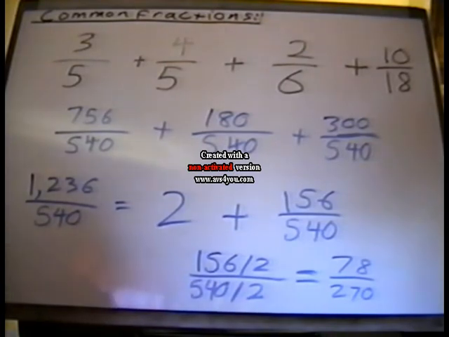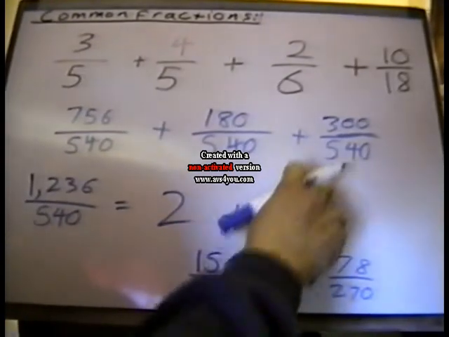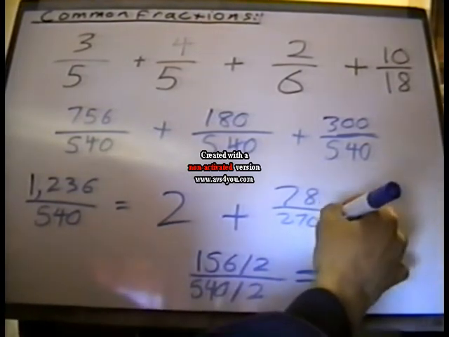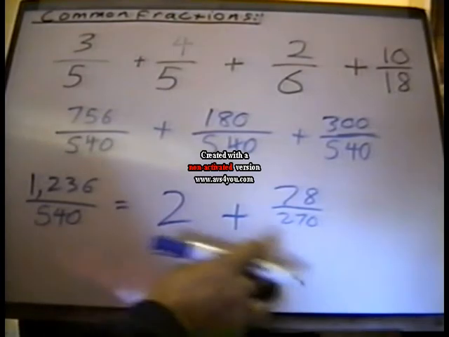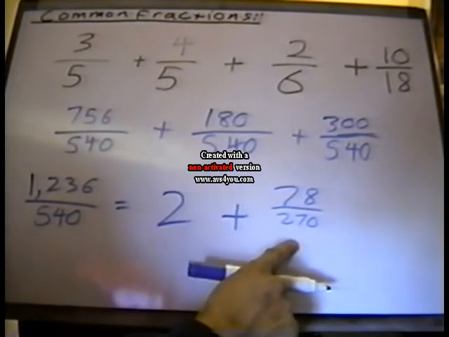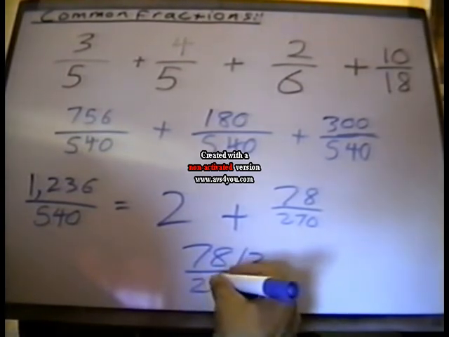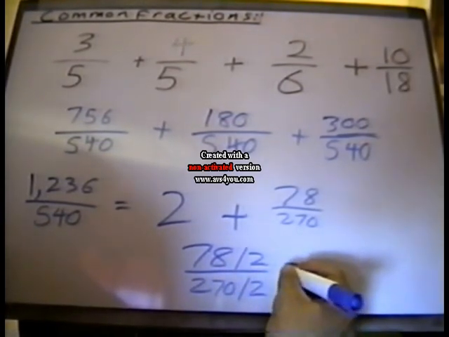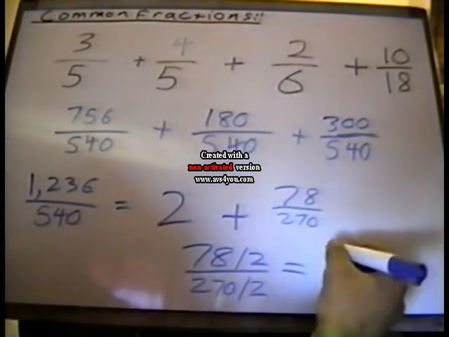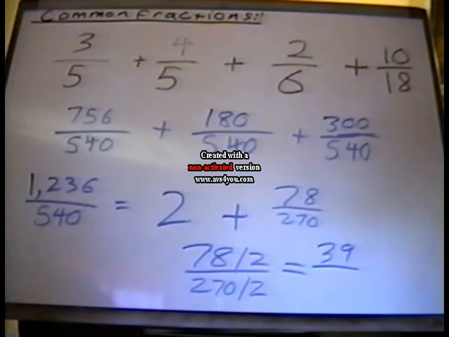Okay? So that gives us 78 over 270. 78 270ths. But this number can still be further divided, because you can do the same thing. 78 divided by 2 is what? 39. 270 divided by 2.